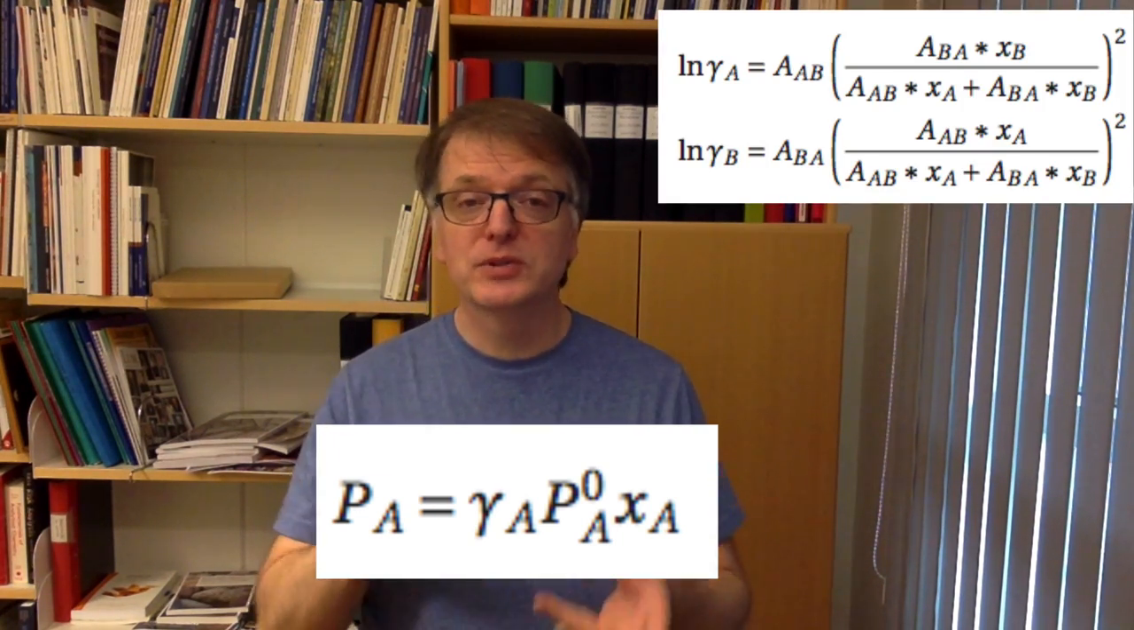But not all mixtures are ideal. So how do we deal with that? Well, then we introduce an activity coefficient to multiply Raoult's law with. So instead of just xA times the partial pressure over pure substance, we multiply that with an activity coefficient. And that activity coefficient actually varies with the concentration, with the composition in the liquid.